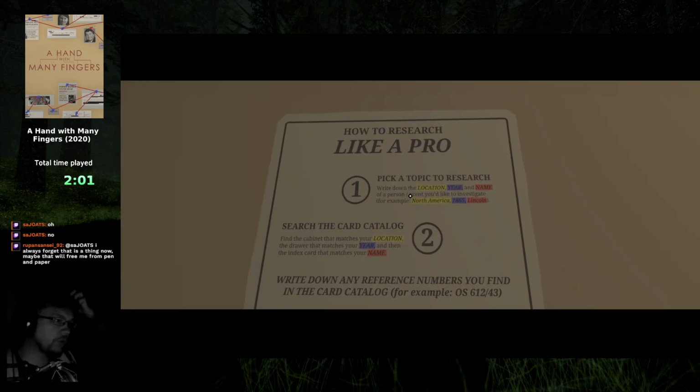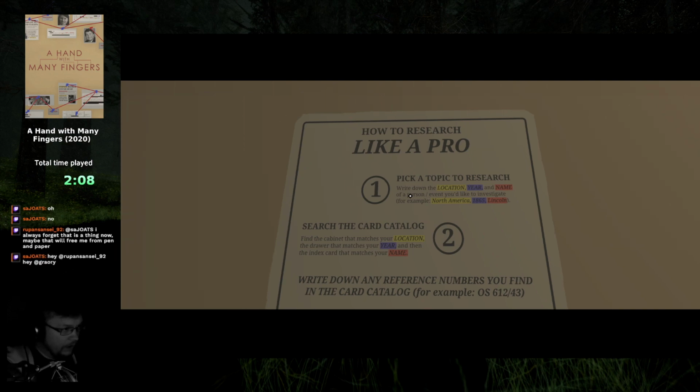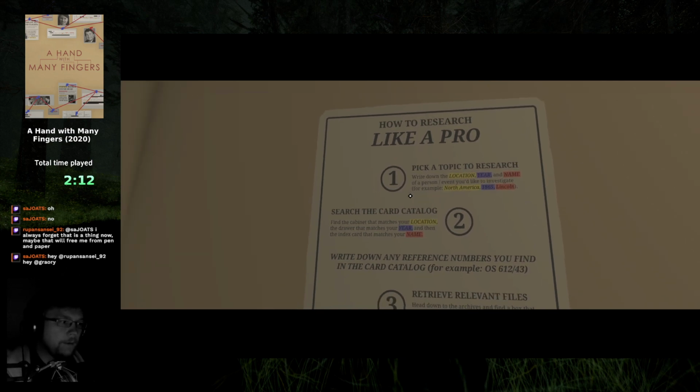How to research like a pro. Pick a topic to research. Write down the location, year and name, person or event you'd like to investigate. So, North America, 1865, Lincoln. Search the card catalog: find the cabinet that matches your location, the drawer that matches the year, and the index card that matches the name.